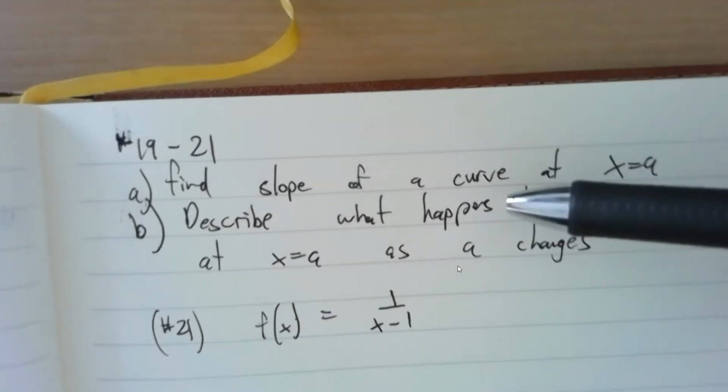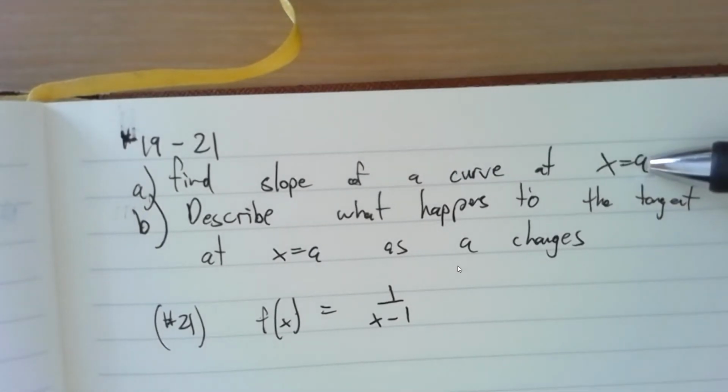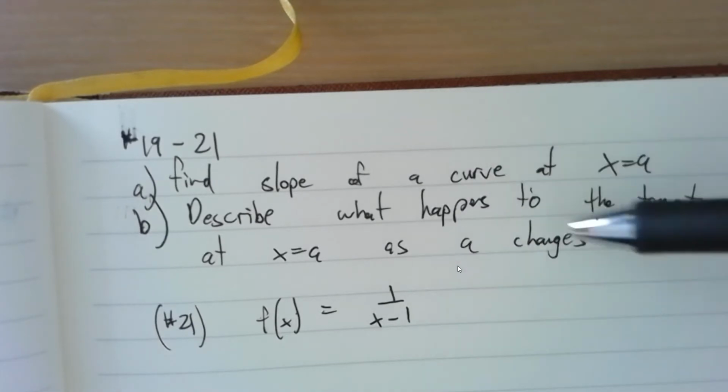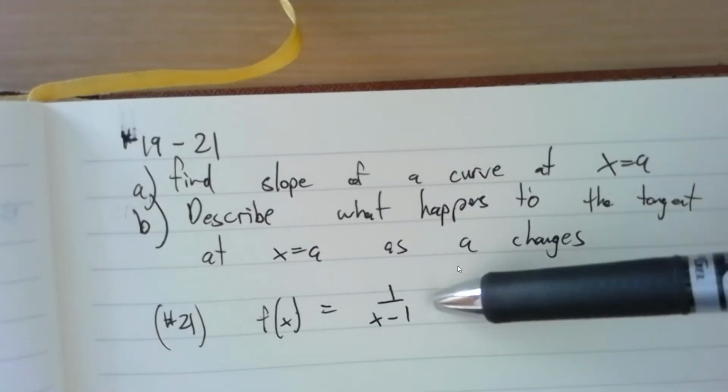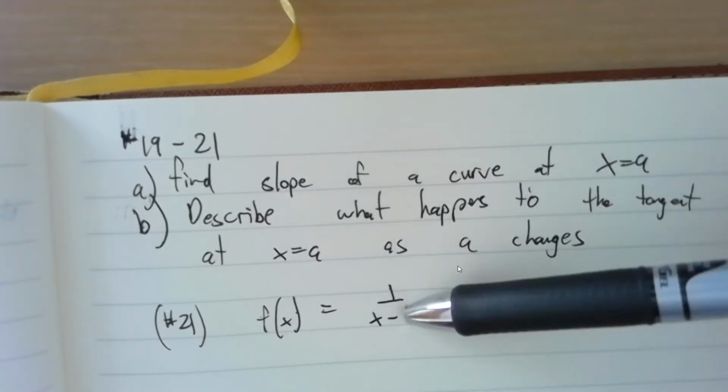So numbers 19 through 21 are written as: find the slope of a curve at x equals a. Just a point that's arbitrary, some constant a that we don't know. Describe what happens to this tangent at x equals a for this particular function. So let's just look at what happens with x equals a in this equation, okay?